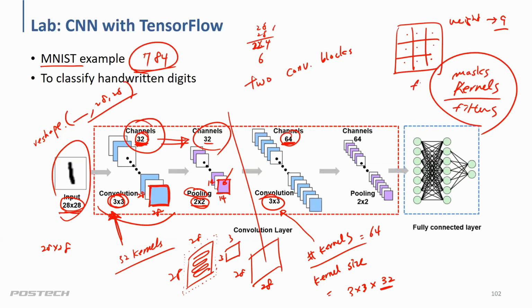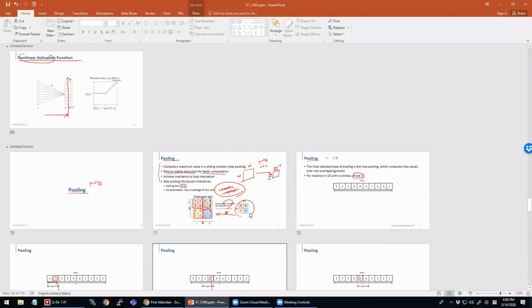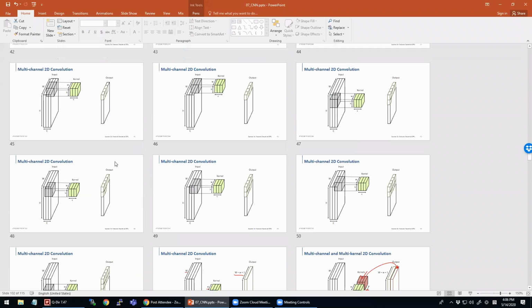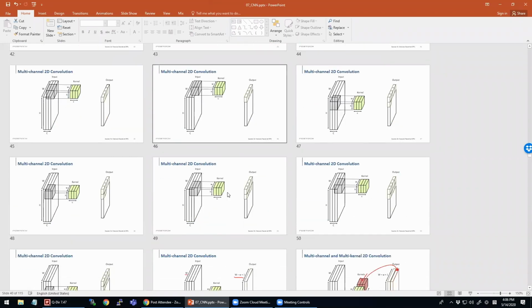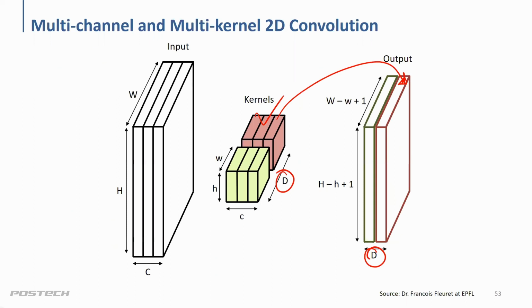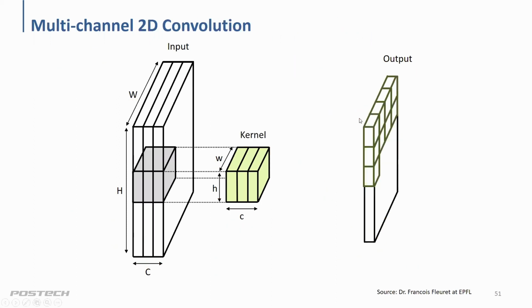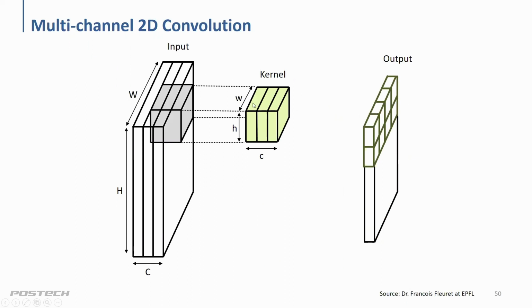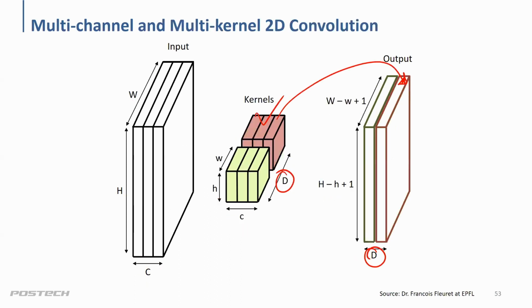Okay, for that one, let me go back and think about this. This is probably the kernel size. In the previous layer there were 32 channels, that's why 32, and we have 3 by 3 for the height and width. And over here it was 64, that's why we have 64 kernels.